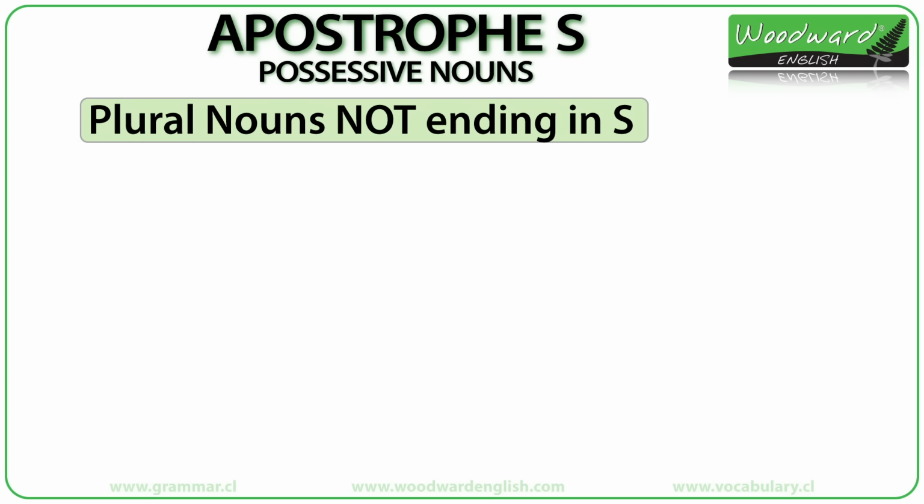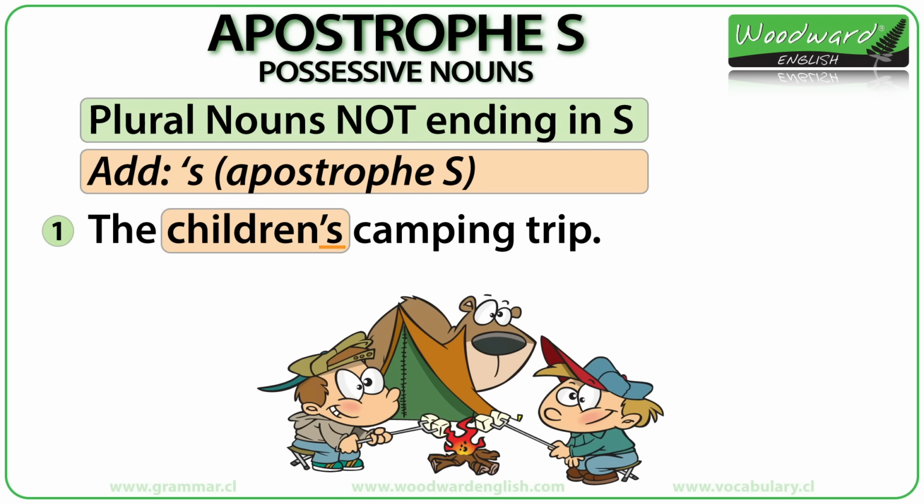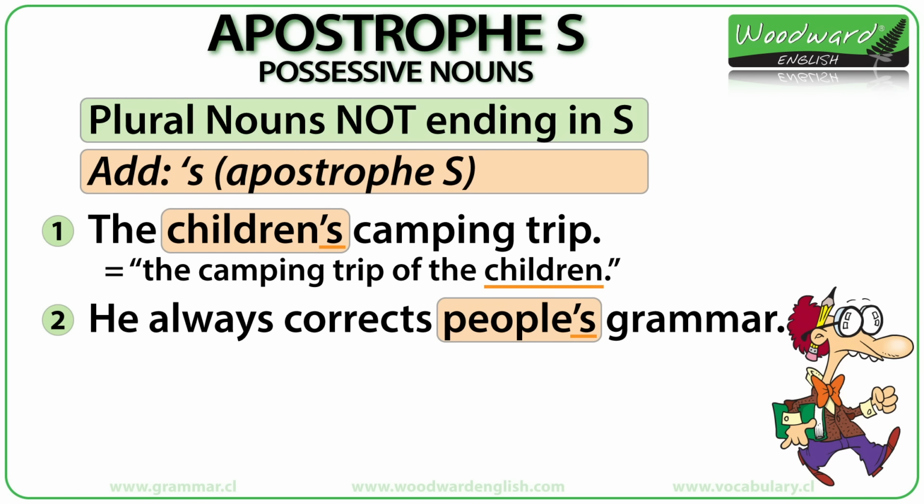So the rule is, plural nouns not ending in S, we add apostrophe S. Our examples: the children's camping trip. This refers to the camping trip of the children. Child is singular, the plural of child is children. He always corrects people's grammar. This refers to the grammar of different people. Person is singular. The plural of person is people.